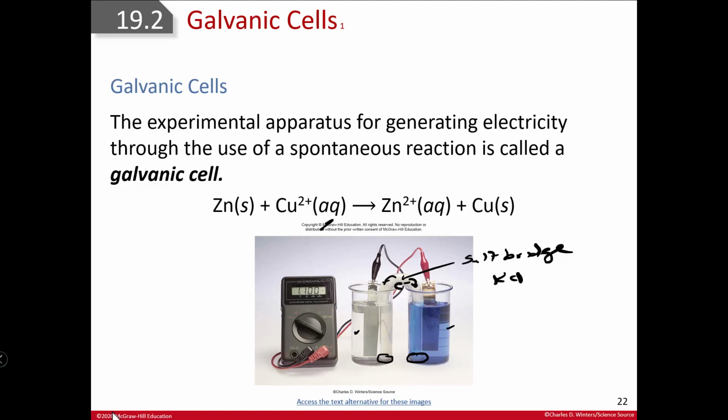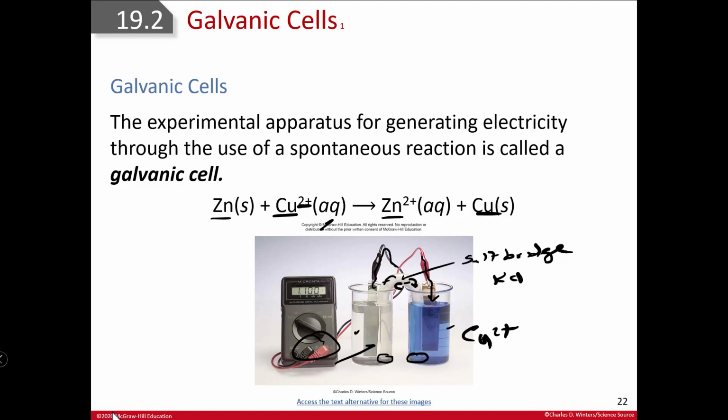We want electrons to be released by the zinc, and so we've got a zinc metal plate here. Because zinc is oxidized, those electrons flow through the meter here. They come down to the other side and they attach themselves to the copper 2 positive ion solution. That's why it's blue. It's the copper 2 positive ion. And so the two electrons attach here and they reduce the copper 2 positive ion to copper.